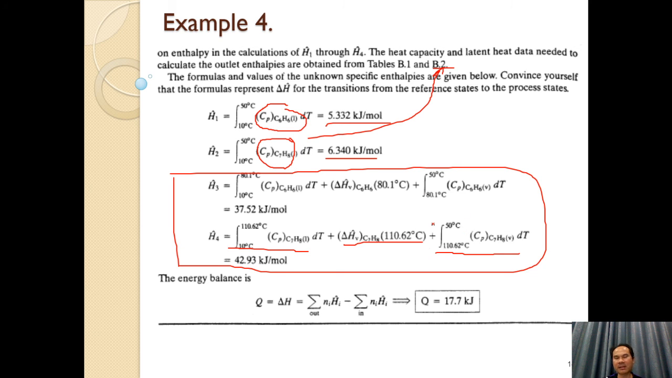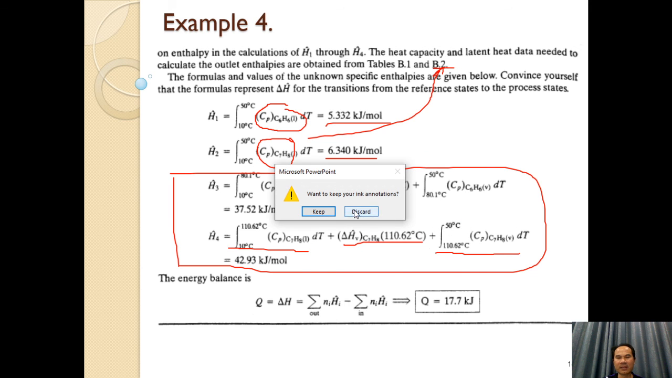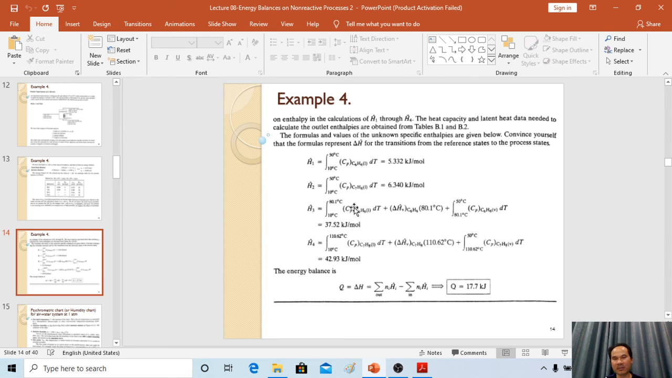We stop for this time. We continue later. Energy balance based on non-reactive.